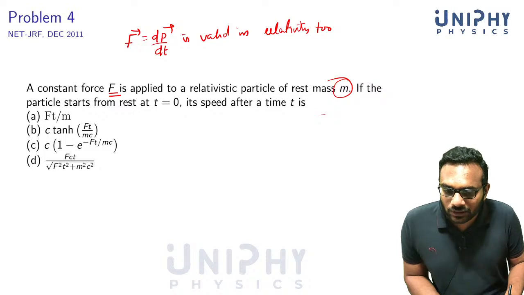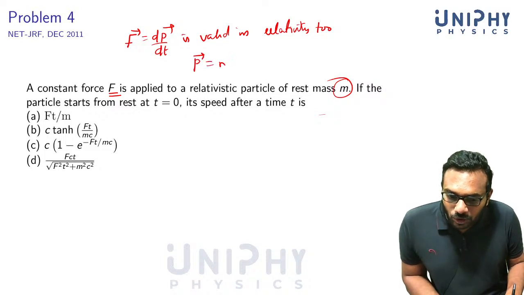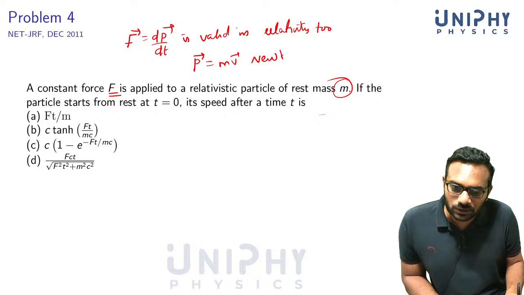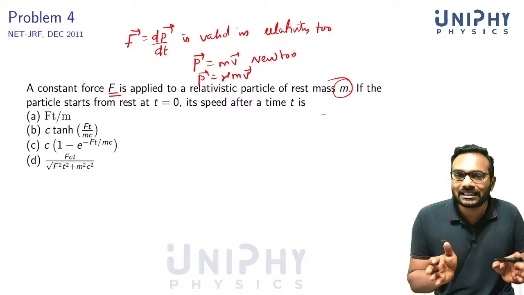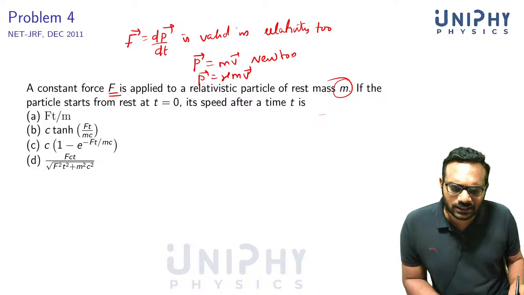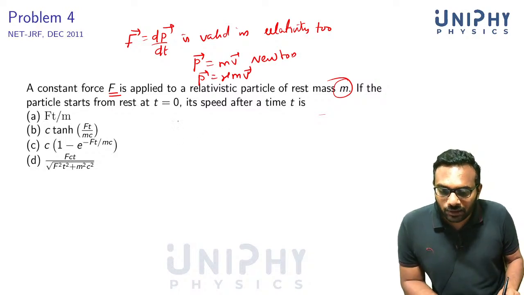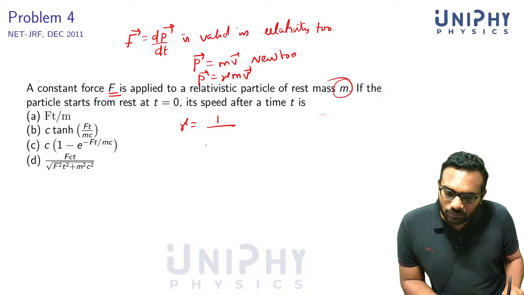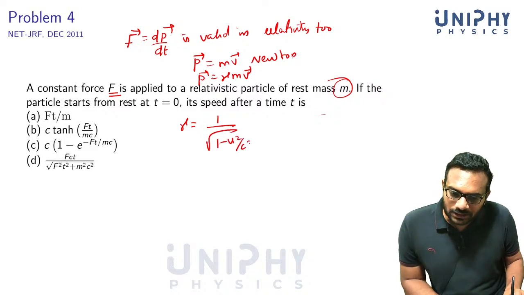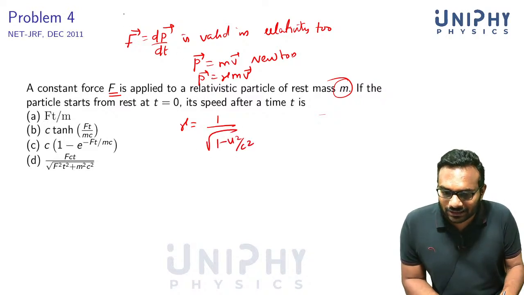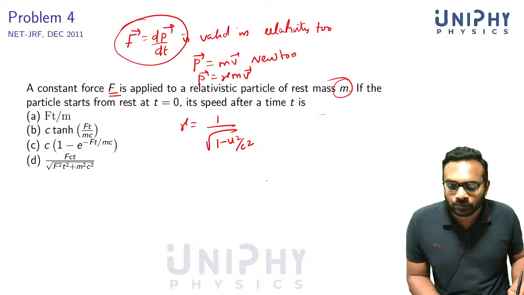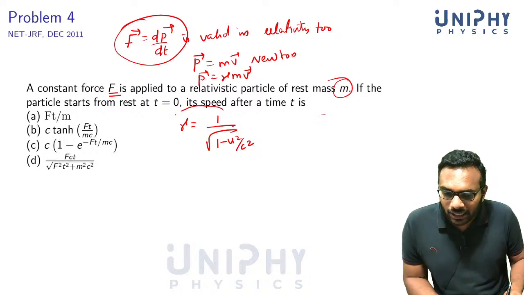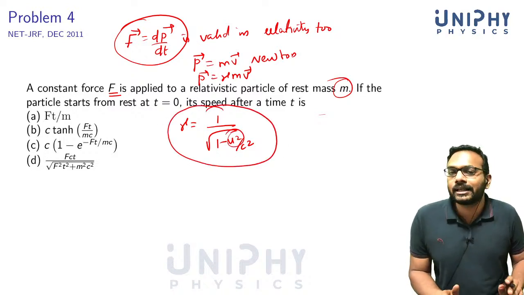The only thing that you have to take care of is that now the p vector is not mv, this is Newton, but p vector is equal to gamma mv. That's the relativistic expression for momentum. And what's gamma? Gamma is simply 1 by square root of 1 minus u square by c square. Now we can just set this equation up, because we know the force, we know the equation, we know the expression for momentum. We can just set this equation up, integrate it and solve it for u.